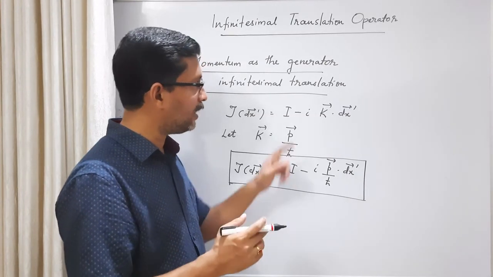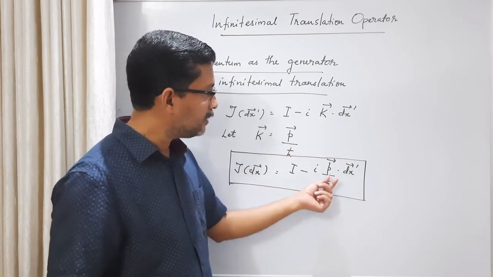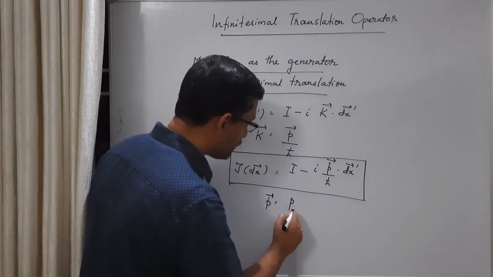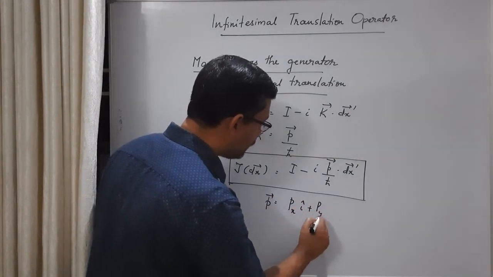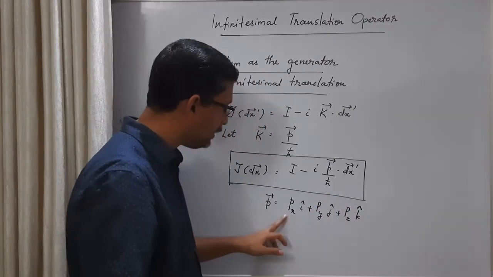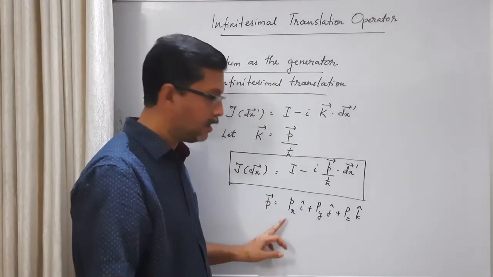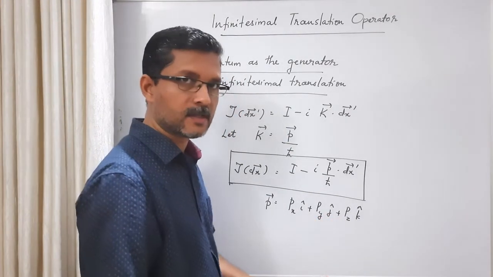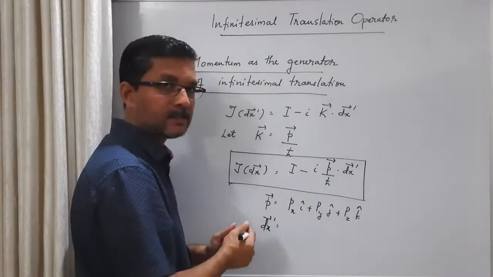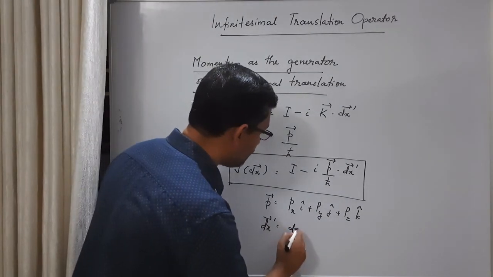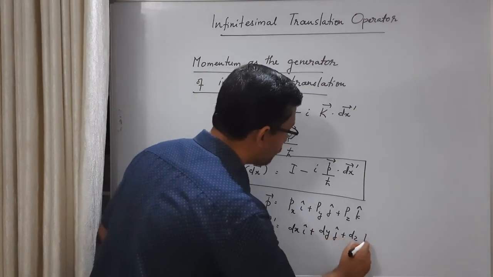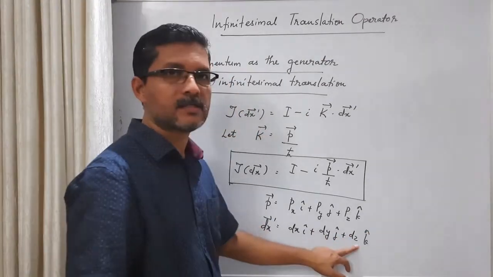Here again I have specified earlier, let me repeat. This p is an operator. This is a three-dimensional operator. When you write this as px i, py j, pz k in Cartesian coordinates, understand that each of these components are operators. px, py, pz are Hermitian operators. Whereas dx prime is an ordinary three-dimensional vector. Its expansion is dx i, dy j, dz k, whereas these dx, dy, dz are scalars.